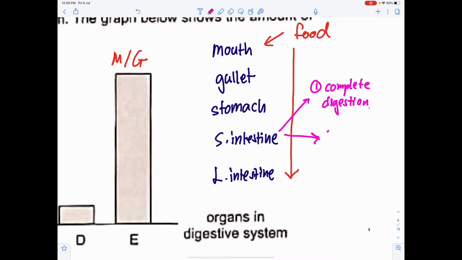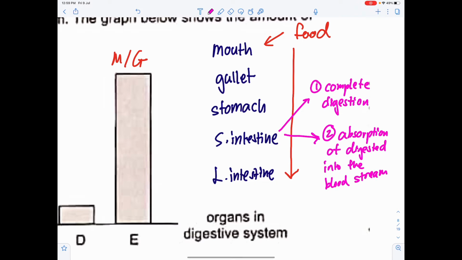The second one is the absorption of digested food from your small intestine into the bloodstream. Your bloodstream would then carry your digested food to every single cell in your body, together with oxygen, to carry out respiration. So you must be able to see the connection between the different systems. The fact that your digested food gets carried around your body allows your cells to carry out respiration.